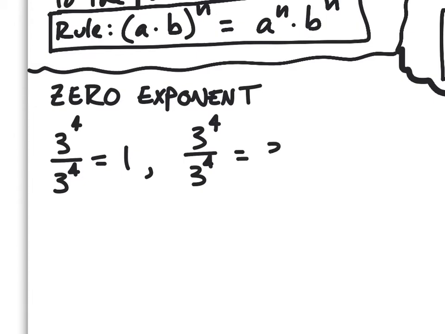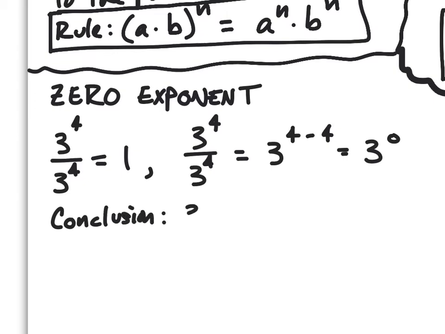And I could say, all right, well, I've got 3 to the 4 minus 4 power, which is going to give me 3 to the 0 power. Well, wait a second. So if I do this one way, 3 to the 4th divided by 3 to the 4th, I get 1. If I just think about something divided by itself, I get 1. But if I do the rule, we do it another way, we get 3 to the 0 power. So the conclusion from this is that 3 to the 0 power is equal to 1.